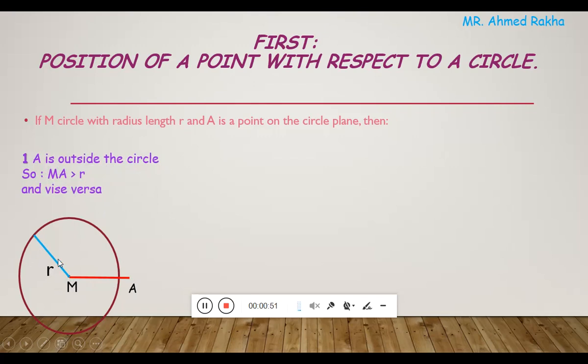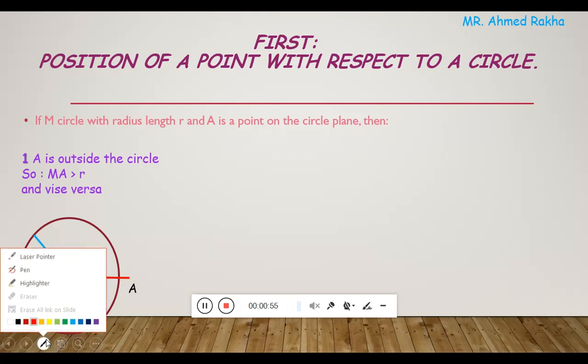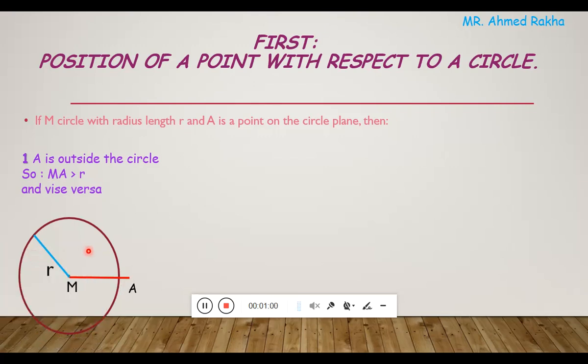If R equals 5, then MA here will equal 6 centimeters. If MA equals 7, R equals 6, and so on.